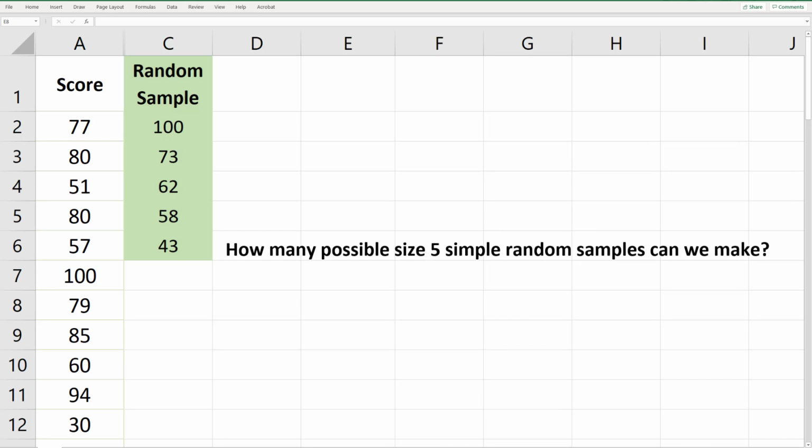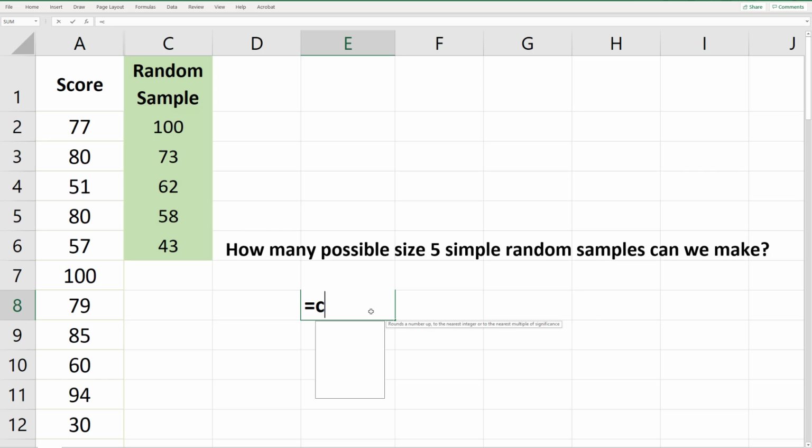How many possible size 5 simple random samples can we make? We only care about picking 5 scores from the population. Any 5 put together would be one of the possible simple random samples. There's no specific order in each sample for the scores. In that case, this is the combination situation. We can simply use the Excel function combination to get the answer.